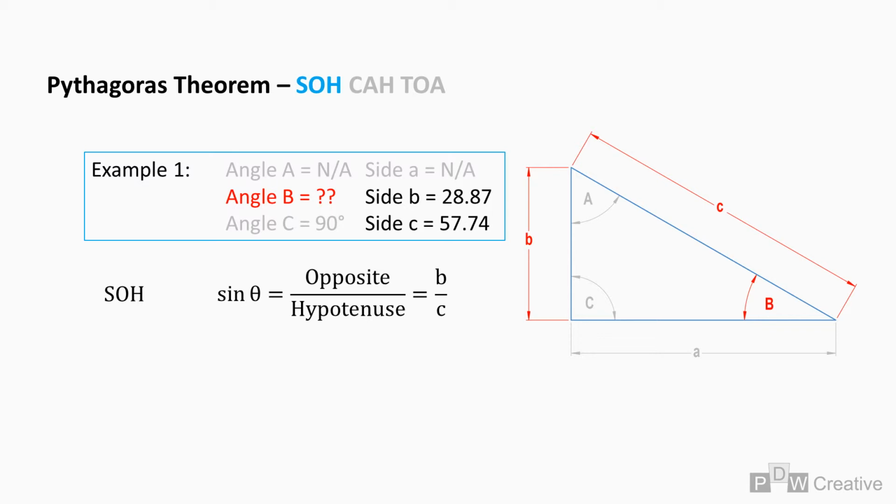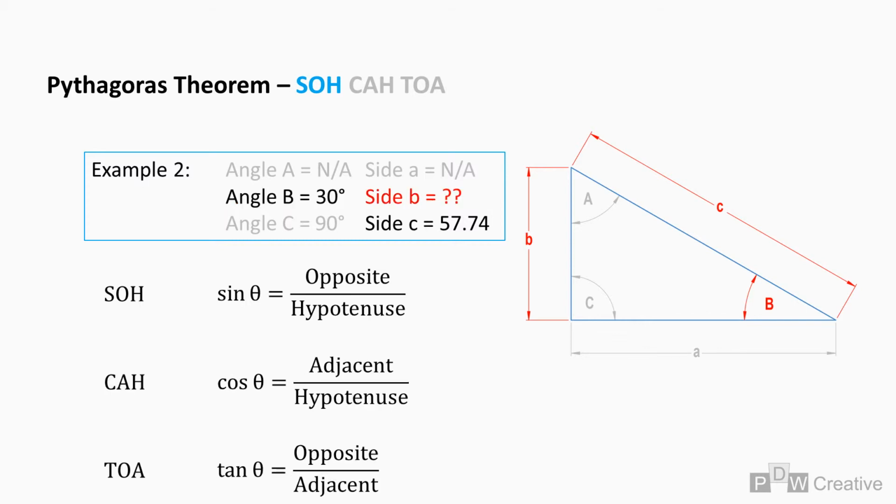Opposite over hypotenuse equals side B over C. To find angle B rather than the sine of it, we need to expand the equation. Therefore, apply the inverse of sine to B over C. This gives 30 degrees for angle B.